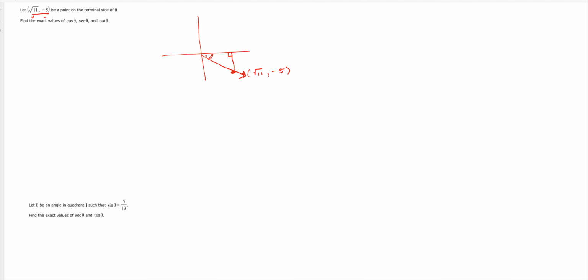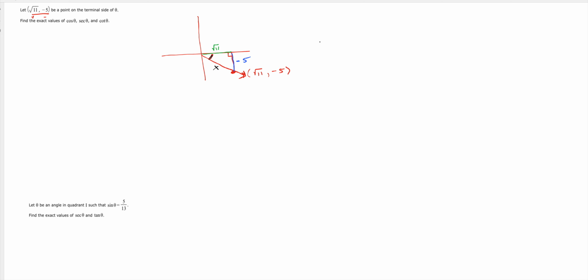Now let's think about what we know. The square root of 11, that was the distance that we went this way. So that would be the square root of 11. And then from there, we went down negative 5 to get to that point. So this would be negative 5. This is a right triangle, so to find the hypotenuse, I'm just going to call it x. I can use the Pythagorean theorem. Once we have all three sides of the triangle, then we can find exact values of any of the trig ratios of whatever that angle is.